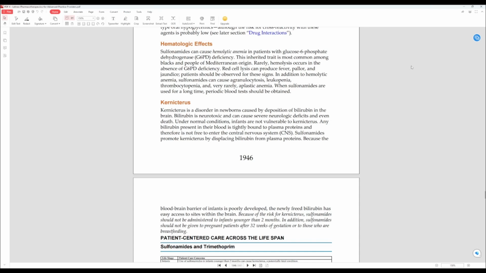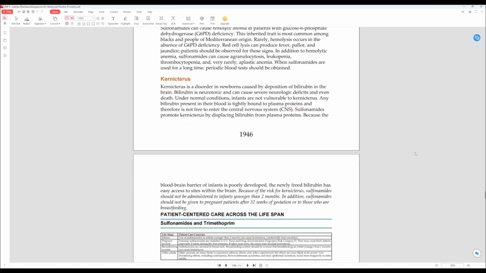In addition to hemolytic anemia, sulfonamides can cause agranulocytosis, leukopenia, thrombocytopenia, and very rarely, aplastic anemia. When sulfonamides are used for a long time, periodic blood tests ought to be obtained.